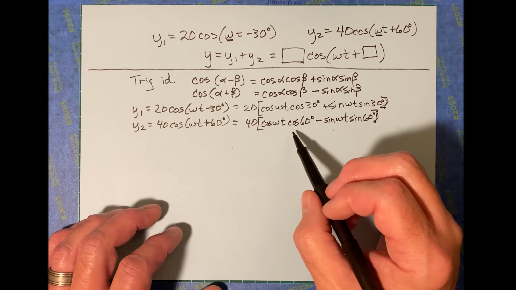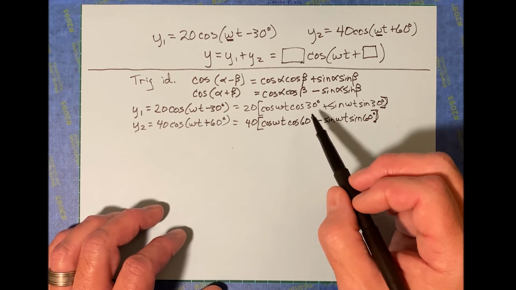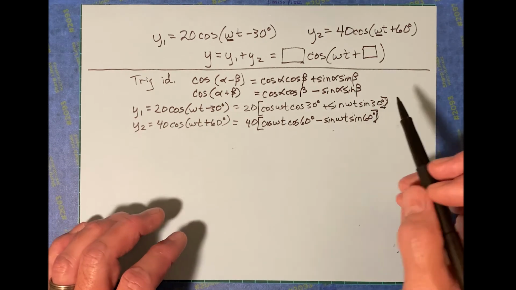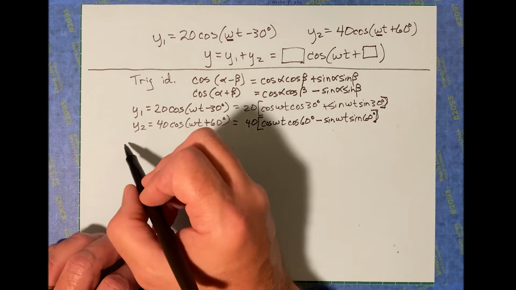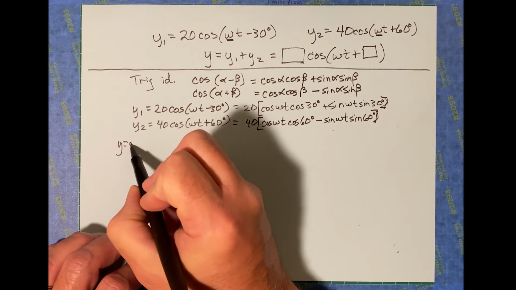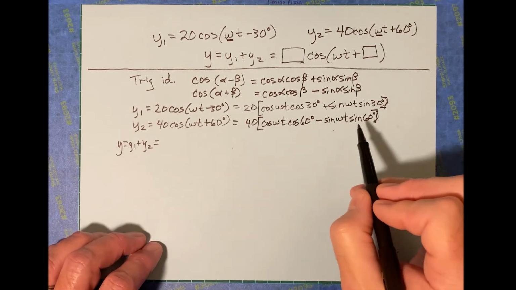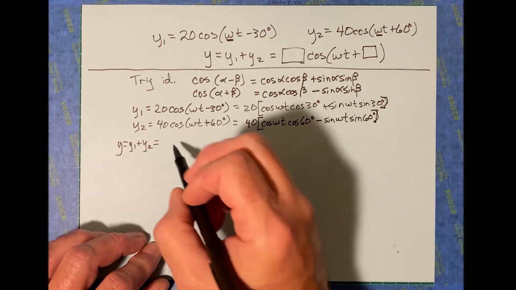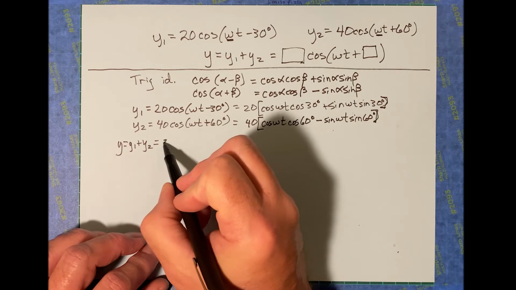Since I can go through this, the cosine of 30 and cosine of 60, sine of 60, and sine of 30, those are going to be numeric values. But when I add these two things together, y, which is y1 plus y2, is just going to be all of these things added together. So let's go ahead and distribute that 20 throughout and the 40 throughout and do the addition. And here's what I end up with.